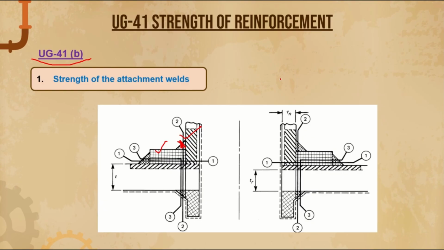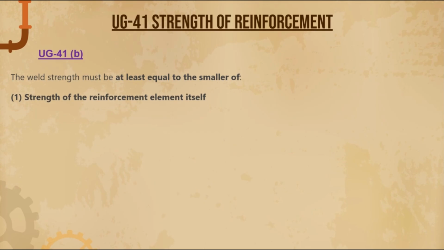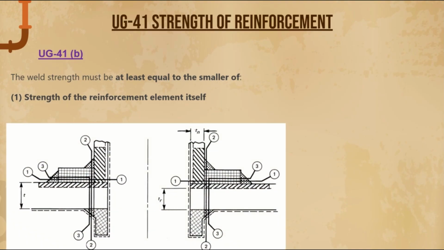So let's see how we can ensure this point. The weld strength must be at least equal to the smaller of 3 points, guys. UG-41(b) gives 3 points for us to satisfy this condition. The first point is the strength of the reinforcement element itself. The weld should be strong enough so that the reinforcement piece will fail before the weld does. Whatever weld material you choose for welding these two parts, it must be higher strength than the reinforcement material. So this is the first point.